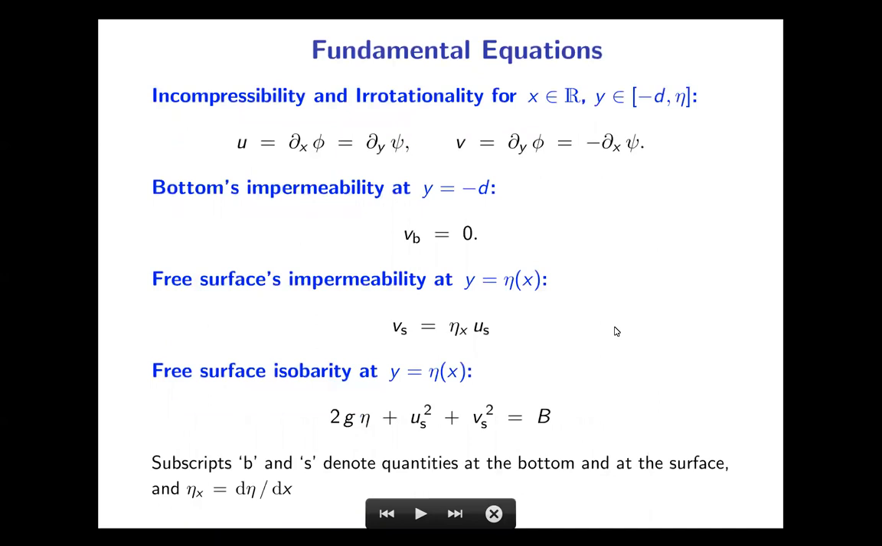this velocity potential and stream function are introduced because they automatically fulfill the irrotationality and the incompressibility conditions. So if the flow is irrotational, the curl of the velocity field is zero. So by introducing a potential phi such that the velocity field is the gradient of this potential, then the curl condition is automatically satisfied. And incompressibility means that the divergence of the velocity field is zero. So introducing a stream function such that its curl is zero, we automatically fulfill this incompressibility condition. So that's the first line, the U and V definition in terms of the potential and the stream function.